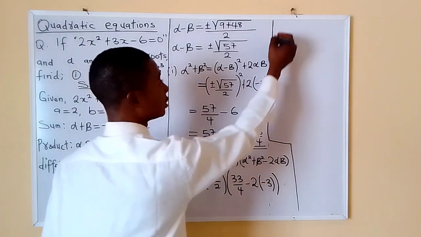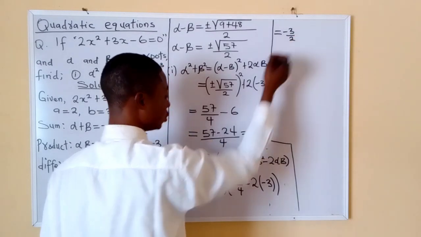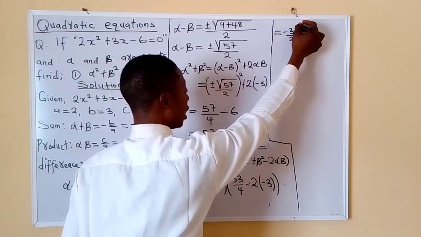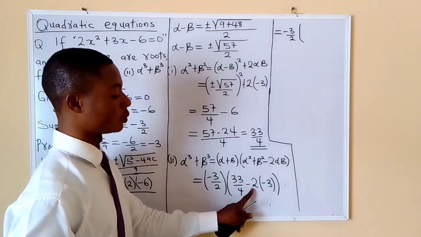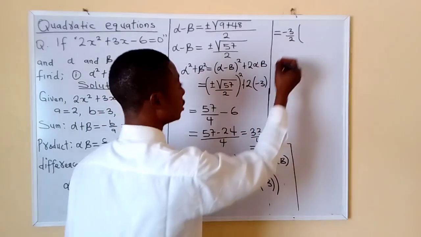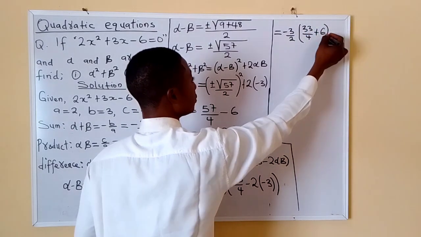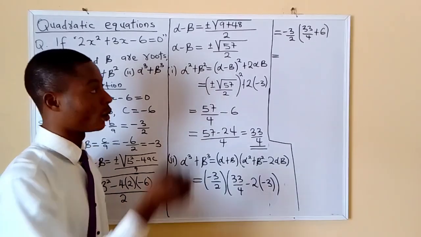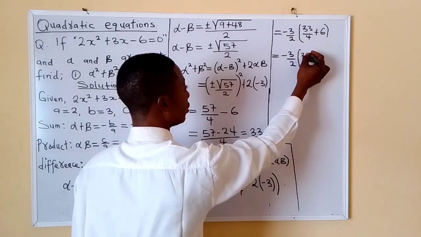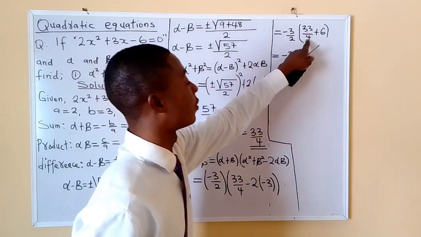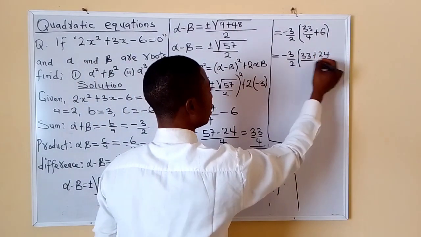From here, let's proceed to the last stage. We have minus 3 divided by 2 times, let's simplify the inside bracket. Minus 2 times minus 3 is plus 6. That means we have 33 divided by 4 plus 6. Then simplifying further what is inside the bracket, I'm going to have minus 3 divided by 2 times 33. 4 is the LCM. 4 times 6 is 24. Plus 24 divided by 4.